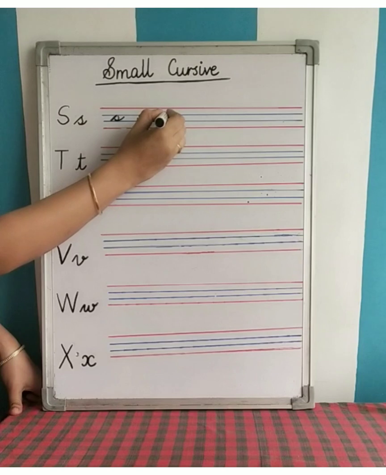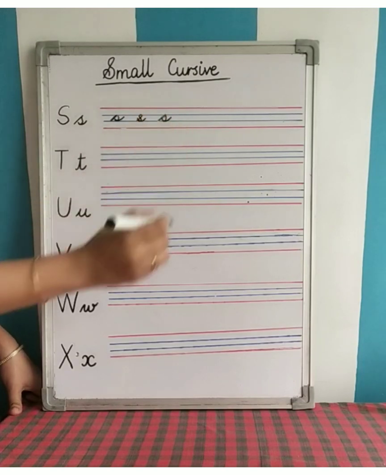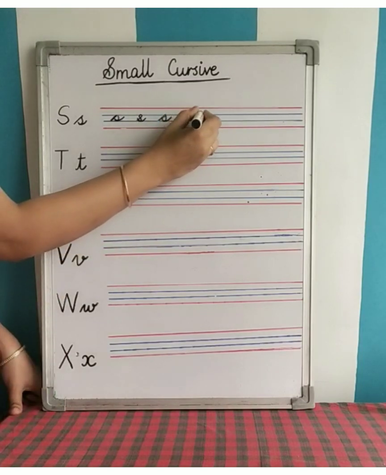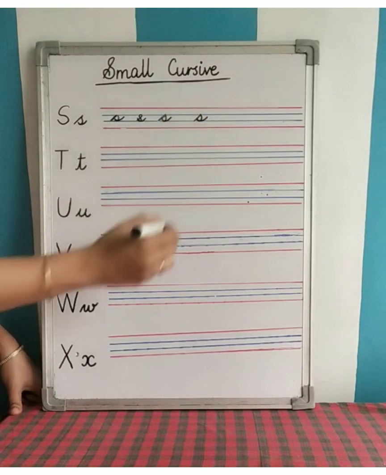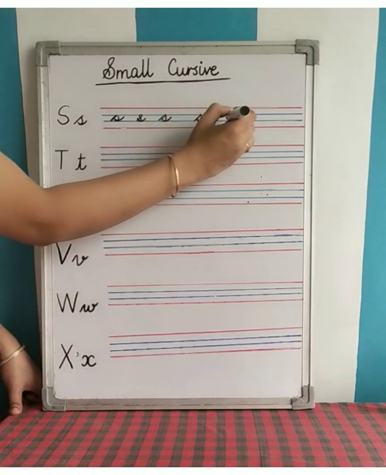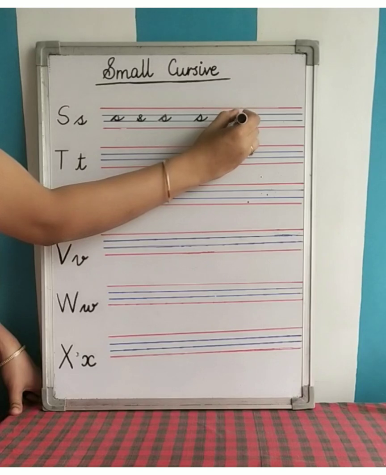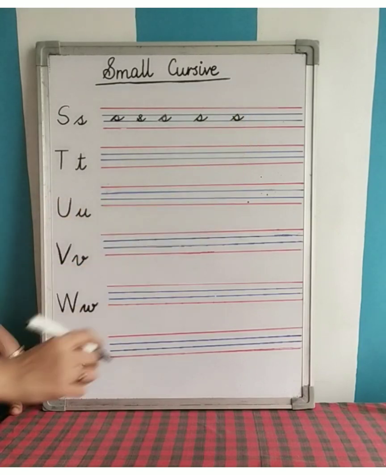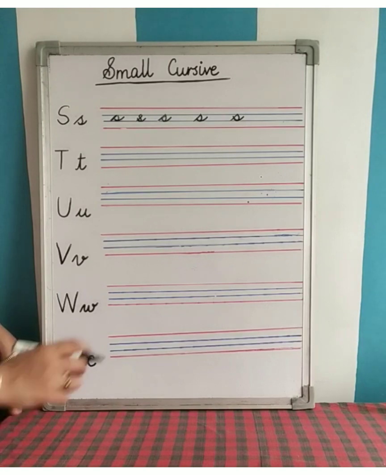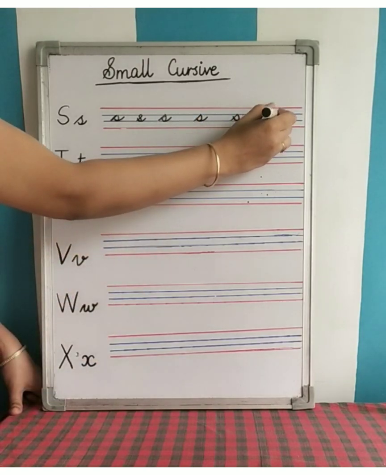First, the slanting line, a curved line and a tail like this. Let us see it again. Slanting line, curved line and a tail.